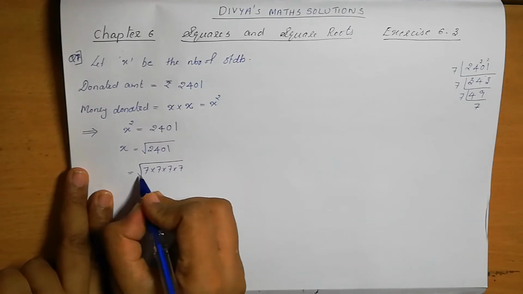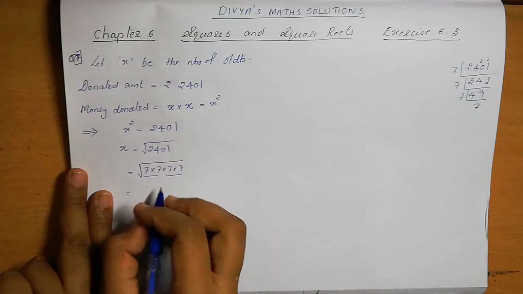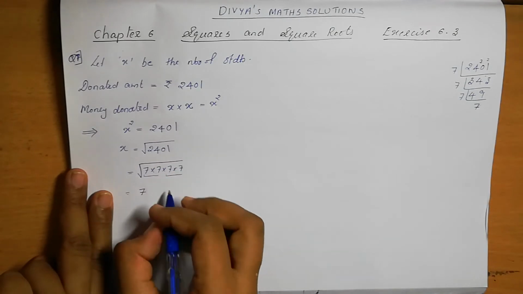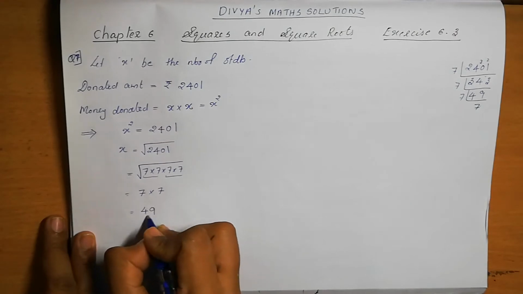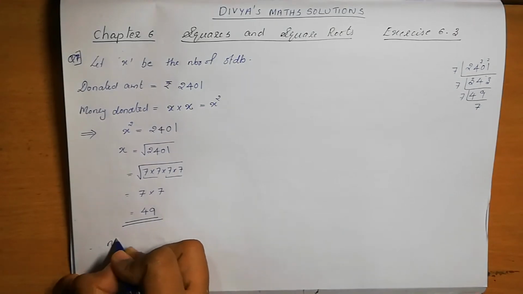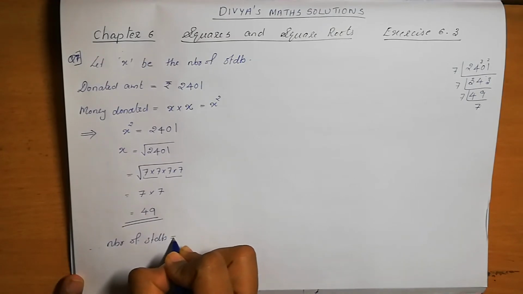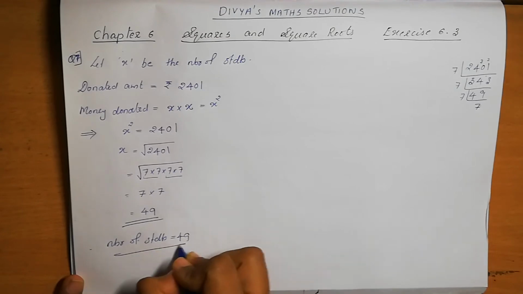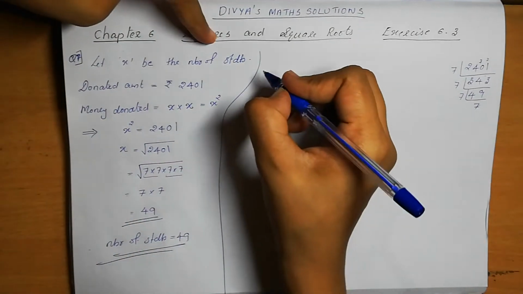So square root means two numbers we need to pair, right? So from each pair, one number we can write outside. 7 into 7, that is equal to 49. So that is the number of students, right? So the number of students is equal to 49. Answer.